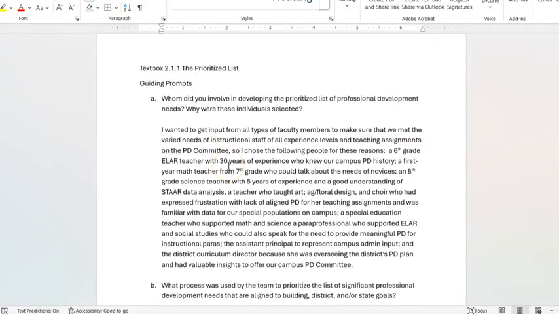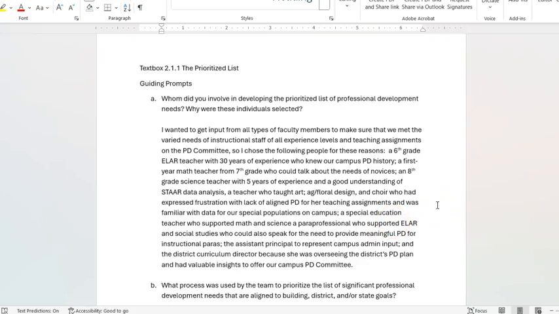The first one, on 2.1.1, talks about the who and the why. Since the problem that I selected in task 1 was about special ed on a campus and about mainstream instruction, tier 1 instruction, I chose a large committee. I wanted to demonstrate that many people came together and decided that of all the things on our campus, this was one of the most pressing needs for professional learning.